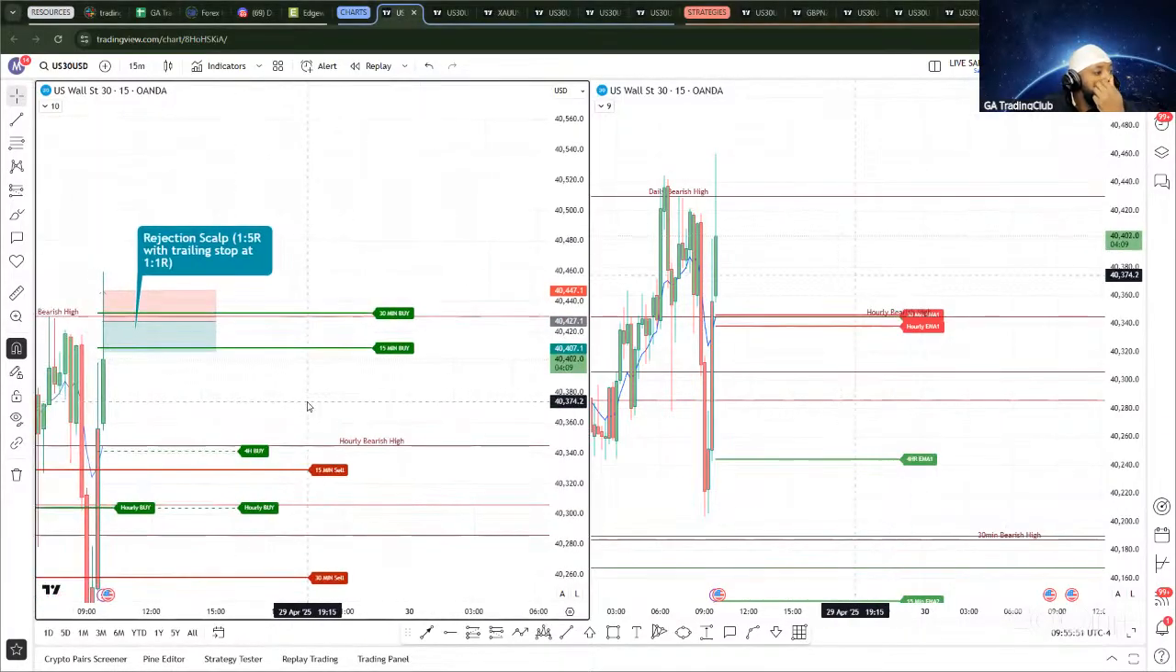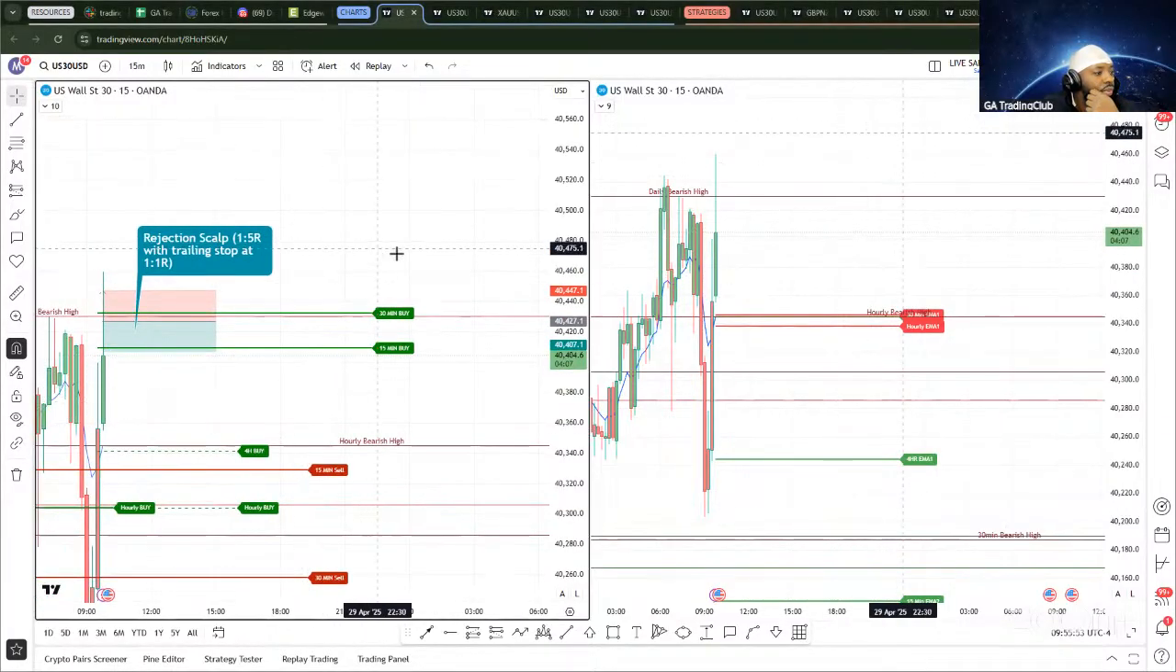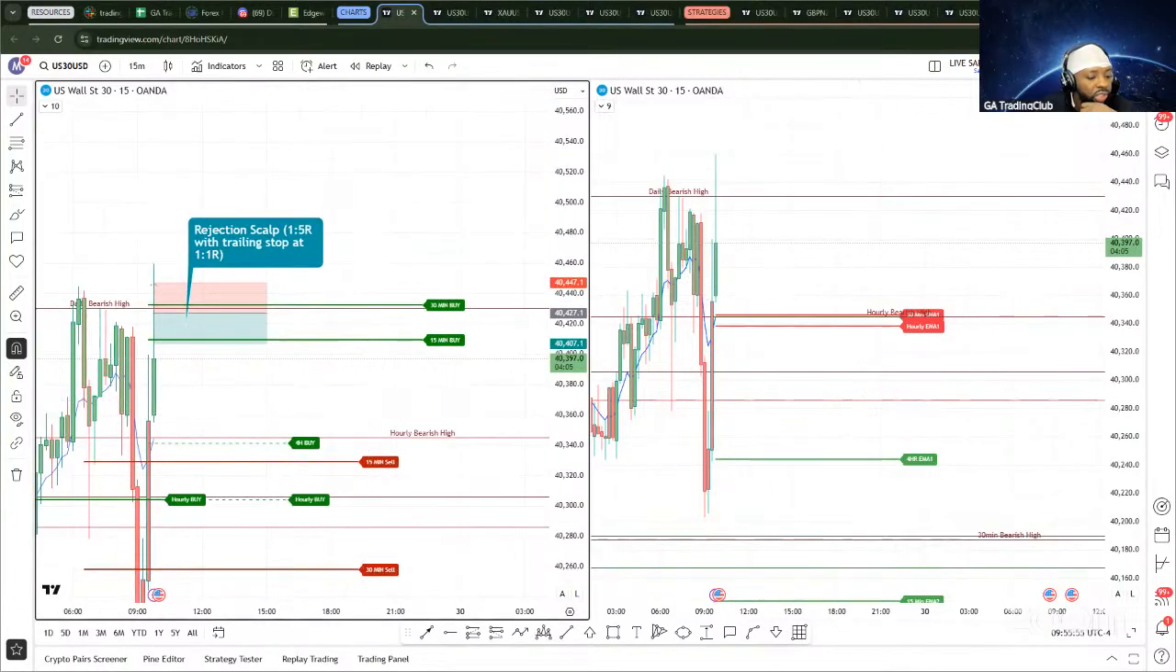Nice win, 40,000 to 47,427. And then this one was that 15. These 15-minute rejection areas are normally so good, especially when they come up a little bit after market open. They are the best.